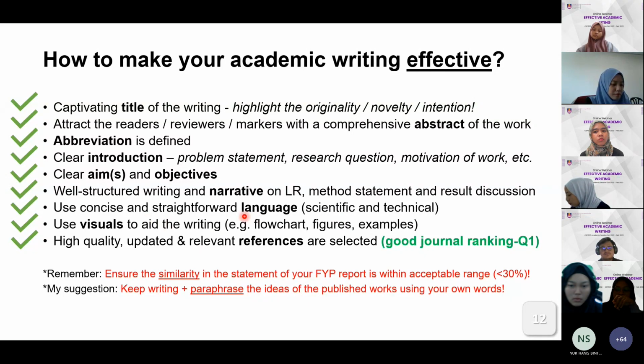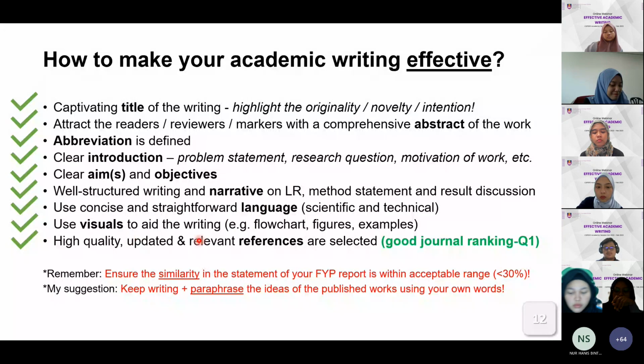Try to avoid using I, we, or you. For example, you want to say, I want to investigate A. Okay, this is a non-academic statement. Instead of using that, you can say, A will be investigated in my work. A will be investigated in this work. So you have to use technical language to make your academic writing effective.